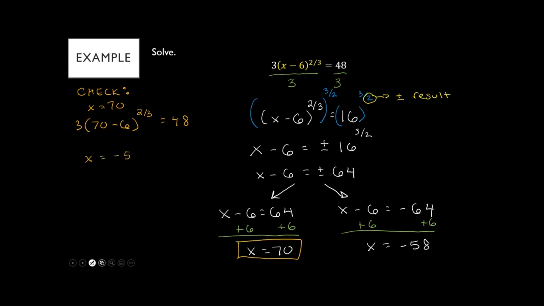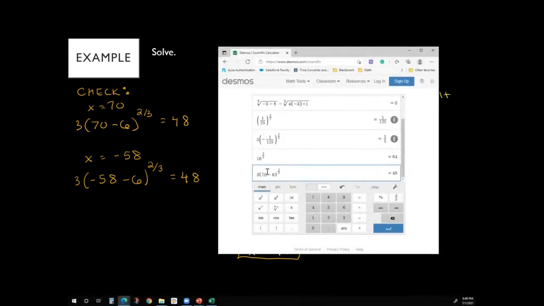And then we need to check negative 58. So it's going to be negative 58 minus 6 inside of the parentheses, 2/3 equals 48. So the nice thing about using Desmos, especially if you're at a calculator, is all I have to do is just change that number. Then it will do it for me. It really does save some time.